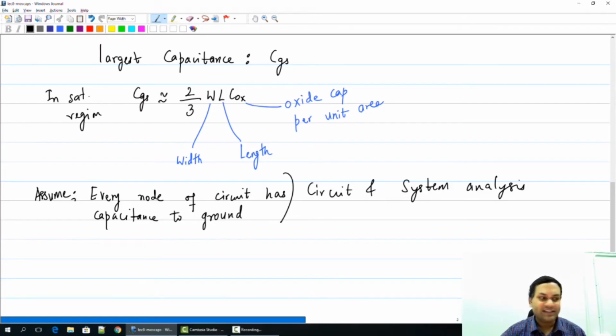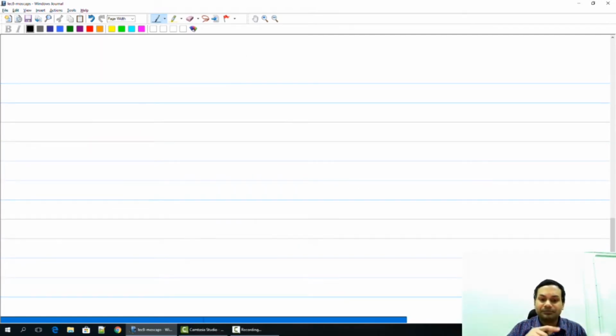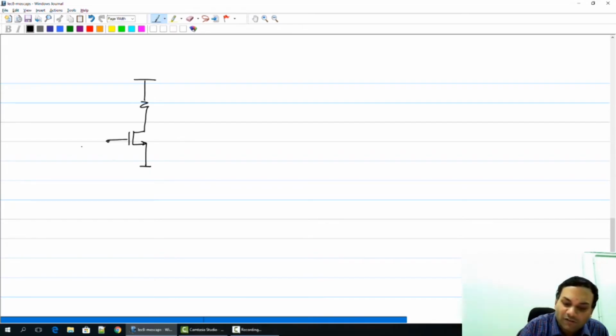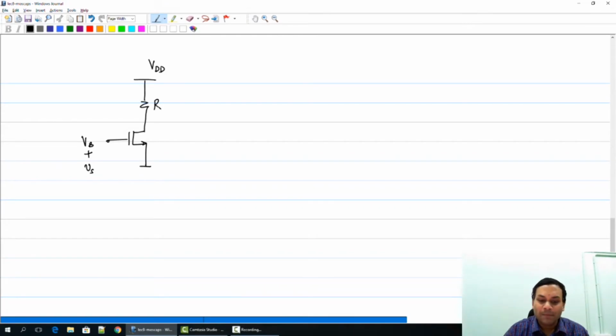Let us take a quick example to understand the effects of this capacitance. So we will take the simplest amplifier that we have always seen, which is a common source amplifier. So let us assume that we have a common source amplifier with a resistive load. So at the gate I apply the combination of a bias voltage, I'll call that VB, plus some small signal voltage vs. Let us assume that this resistance is R.